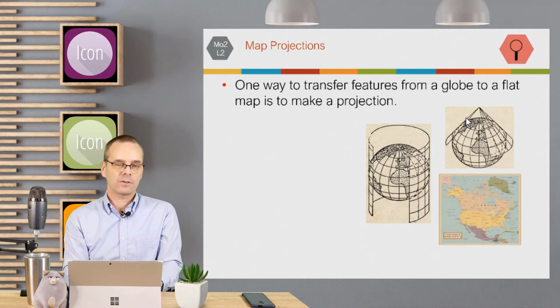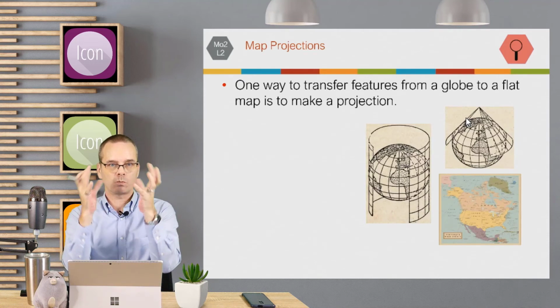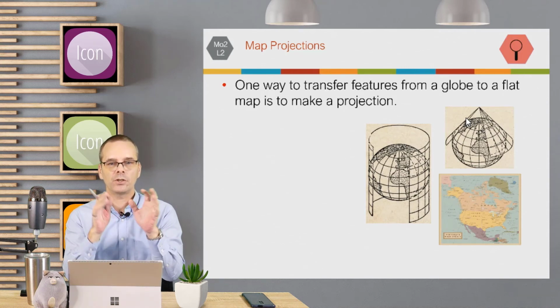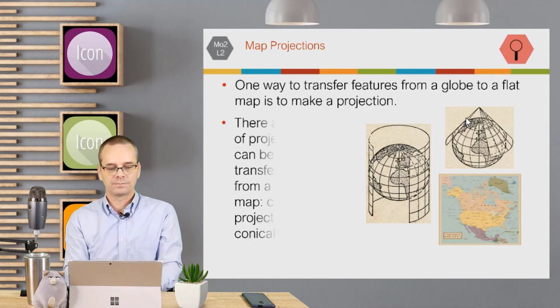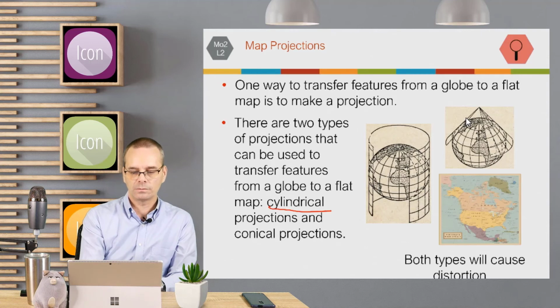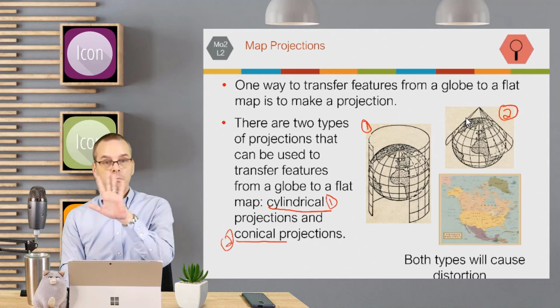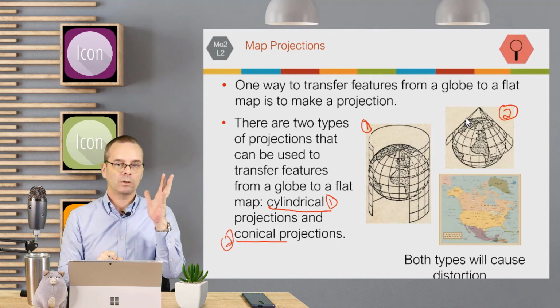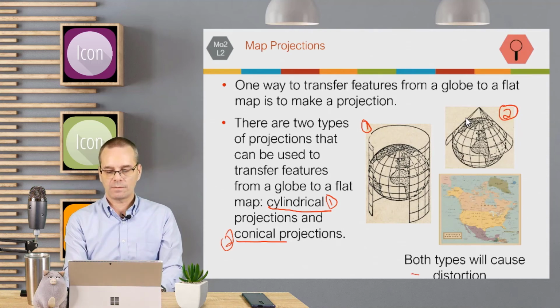Now, one way to transfer features from a globe, you know, a globe is round, just like the Earth, is to make a projection. And you have different types of map projection. All right? There are two types. They are called cylindrical, right? And conical. Cylindrical and conical.